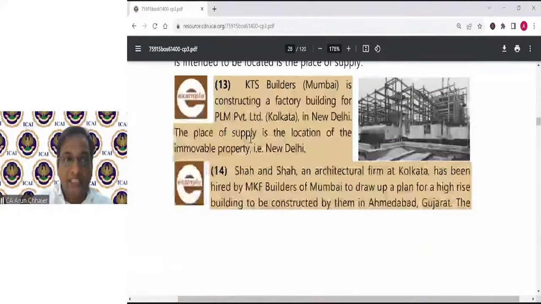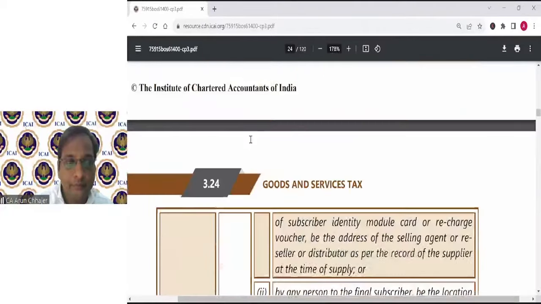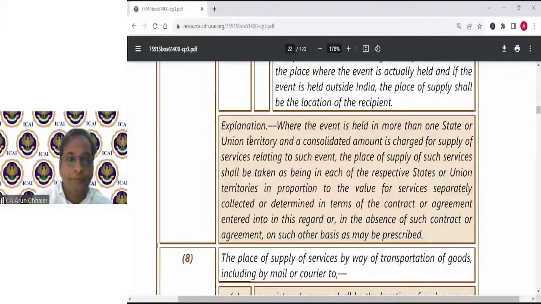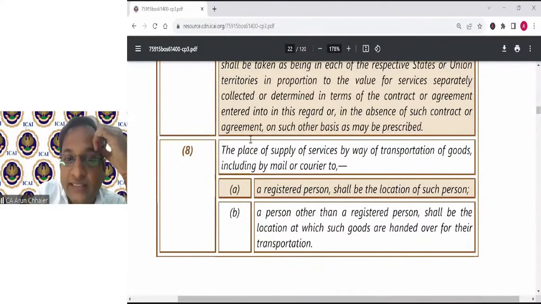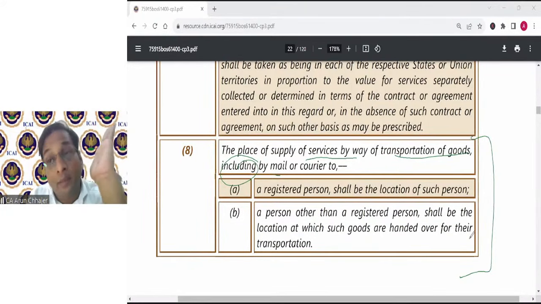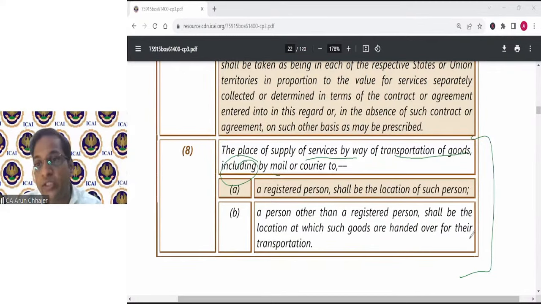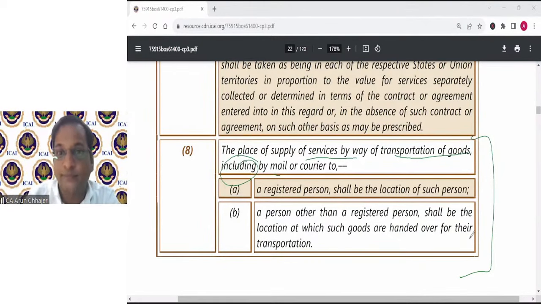Now we are moving to subsection 8. What is subsection 8? Subsection 8 says the place of supply of service by way of transportation of goods, including by mail or courier. Please note, we are reading the provision which exists as of April 2023. There might be some changes in the provision, which you will discuss in the statutory update. Please do not be confused that the teacher has not explained the updated provision. No, this is as per the books, new syllabus, and whatever amendments there are, all would be covered in the statutory update. It will not be explained in bits and pieces. I hope it's clear to all.